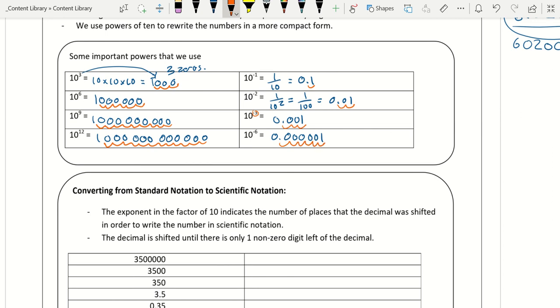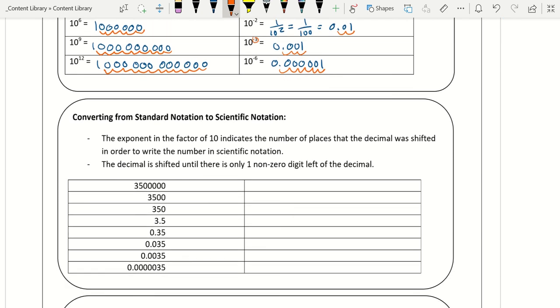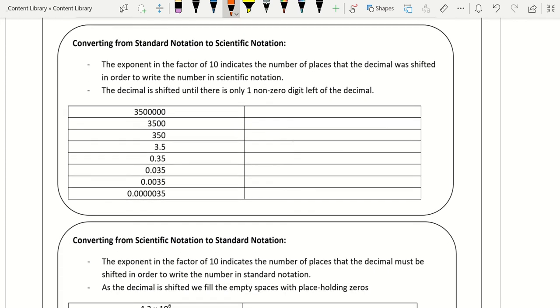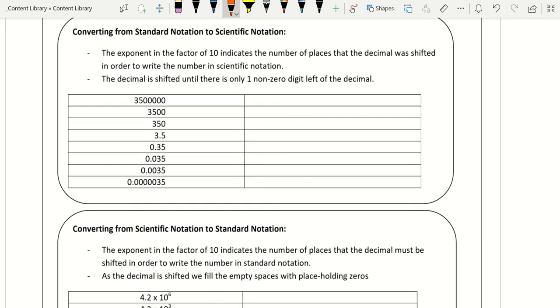All right, so now that we've done that, let's actually convert some to scientific notation. So, converting standard notation to scientific notation. The exponent in the factor of 10 indicates the number of places that the decimal was shifted in order to write the number in scientific notation. The decimal is shifted until there is only one non-zero digit left of the decimal.